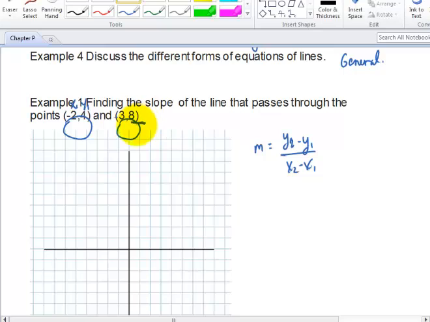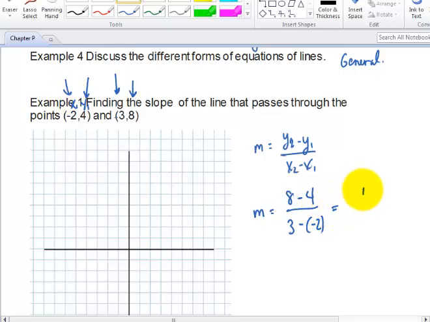Let me just clean up the screen here. So for the slope, if you're going to calculate algebraically, you would say 8 minus 4, y2 minus y1, over 3 minus -2, x2 and x1. You would then have 4 in the numerator over 5, and you have a 4 on 5 slope.